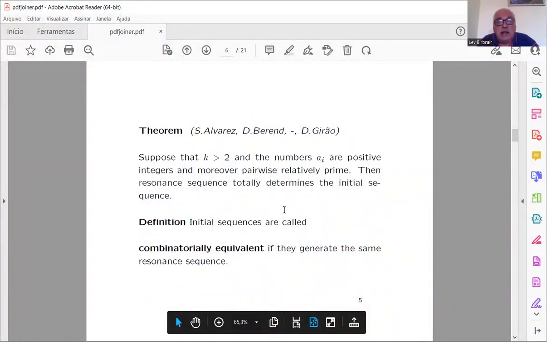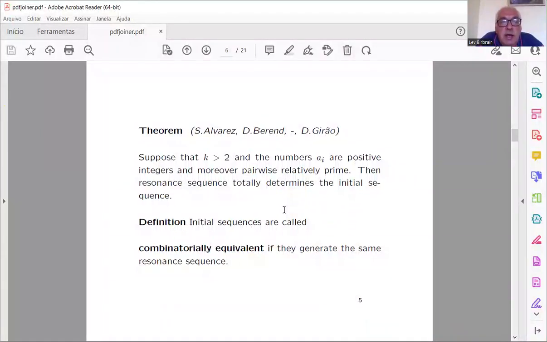Then, let me start with the theorem by Sergio Alvarez, Daniel Berendt, myself, and Darlan Giraud. Unfortunately, Darlan is also not with us. Suppose that K is bigger than one, so the number of elements of the initial sequence is bigger than one, and the Ai are positive integers. More than that, they are pairwise relatively prime. Then the resonance sequence totally determines the initial sequence.